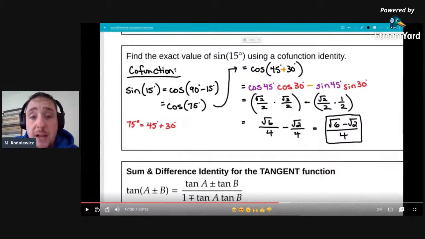Okay, so if you're asked to use a cofunction, complementary angles, the complement of 15 is 75. So the sine of 15 is equivalent to the cosine of 75. And then from there, we use the strategy from the front side of that worksheet to make 75 the sum or difference. I chose the sum of two common angles. There we go. Onwards to the tangent.